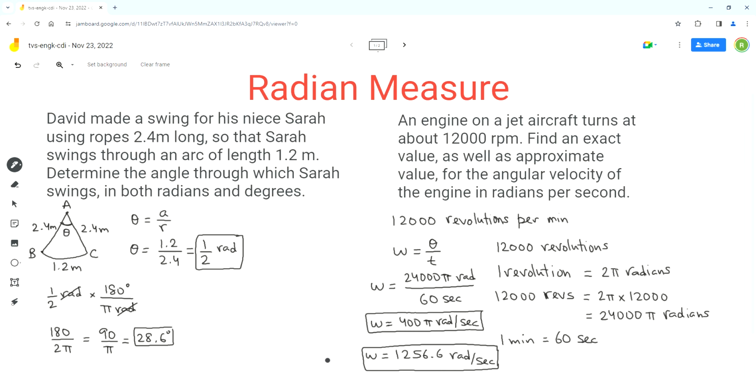So these are the steps you have to keep in mind to solve problems like this one. It's very important to understand the formula theta equals A over R for the first word problem, and for the second problem we need to know and understand the formula that the angular velocity is equal to theta over time.